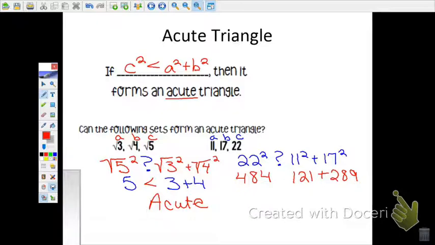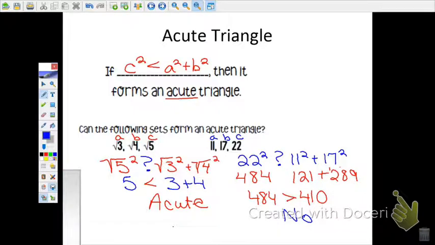Nine plus 1 is 0, carry a 1. 8, 9, 10, 11, carry a 1. 4. So 484 is greater than 410. So here, is it acute? It's going to be no. We're going to learn in a minute that it would actually then be an obtuse.